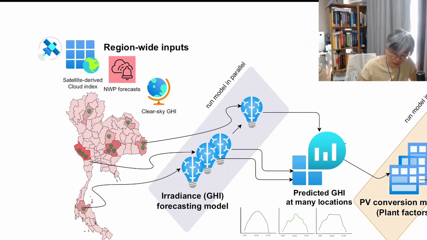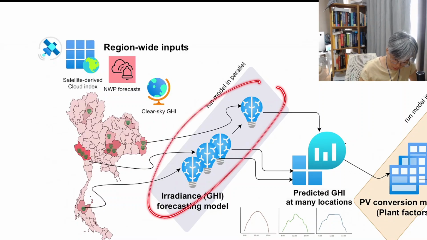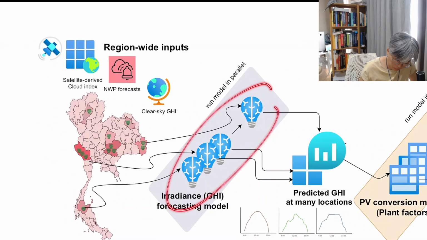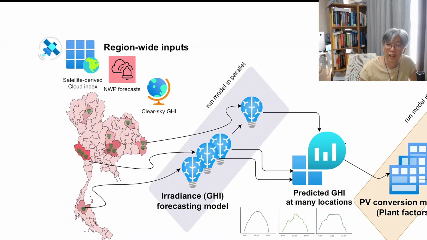In order to develop this model, I may have to have access to data sets from many locations so that the model can learn the characteristics of irradiance from different latitudes and longitudes.